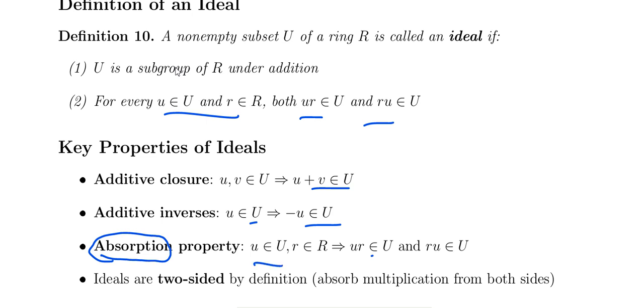For u belongs to U and r belongs to R, ur belongs to U and ru belongs to U. So the ideals are two-sided by the definition of the absorption multiplication from both sides. That is called the two-sided ideal. Otherwise, it is a one-sided ideal, left ideal or right ideal.